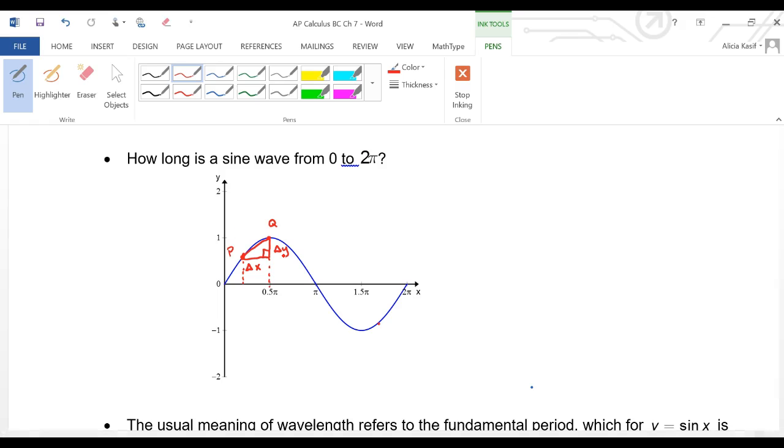Our derivative is delta y over delta x. So this would be the square root of delta x squared plus delta y squared. Thanks, Pythagoras. Now, this is just one segment. Imagine if we created infinitely many of these small segments. We get a limit. We are adding up infinitely many of these over the entire curve. So we're going to integrate that.